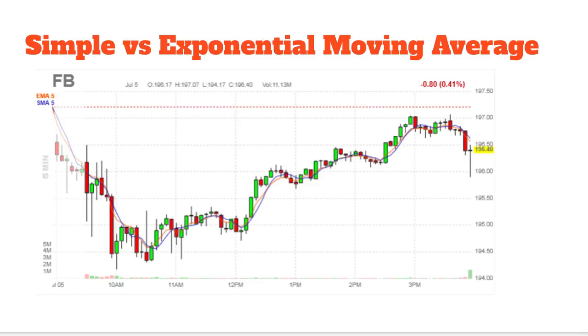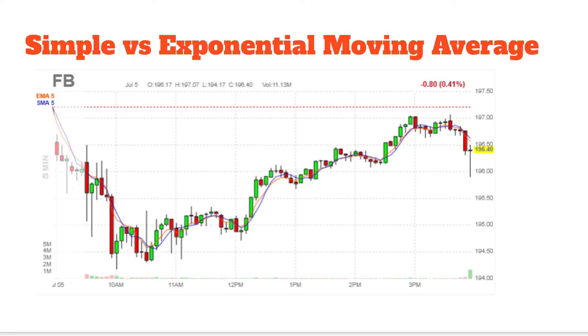I'll show you, right? So I have 5 EMA and I have 5 SMA. 5 EMA is the orange line, 5 SMA is the blue line. This is a 5-minute chart. Realistically, it's not really a big difference that you're going to see, right? This is a 5-minute chart.